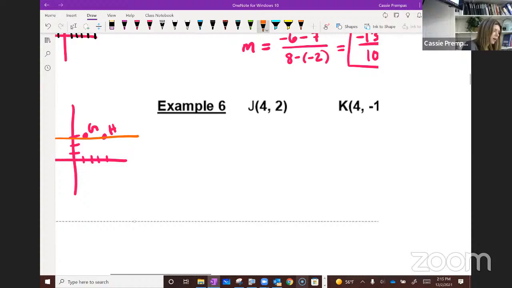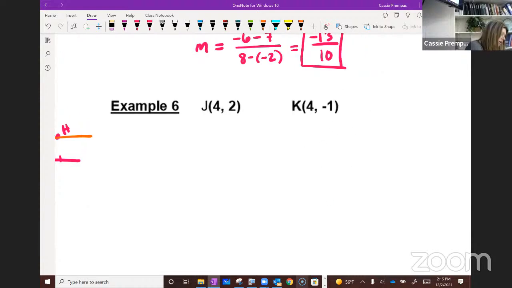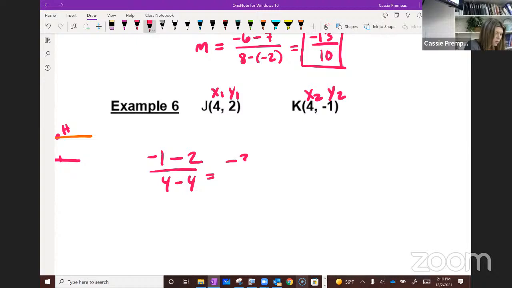Example 2, let's go ahead and find the slope. We'll call J our x1, y1. We'll call K our x2, y2. And M represents slope. Good question. Okay, so we'll have -1 minus 2 over 4 minus 4, which will give us -3 over 0.